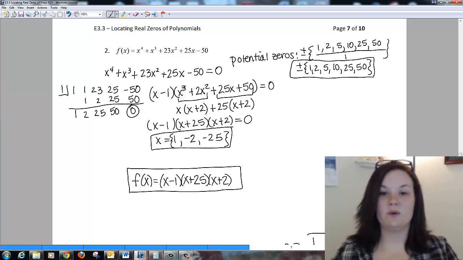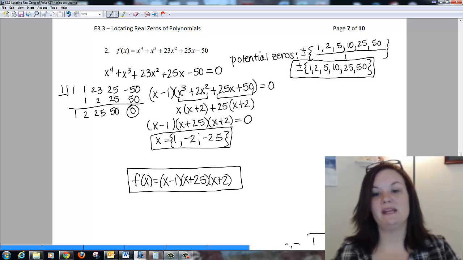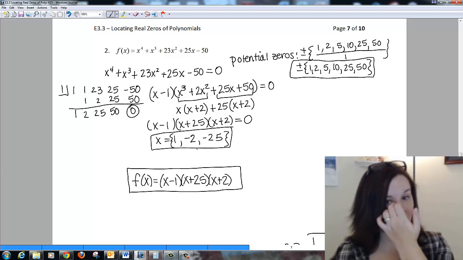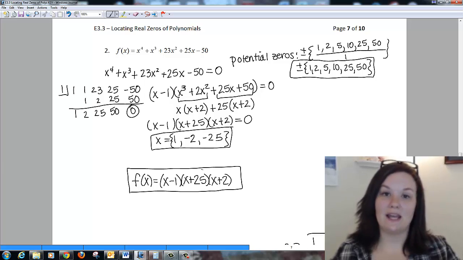So you're left with x cubed plus 2x squared plus 25x plus 50. And then you do grouping, which gives you the remaining factors of x plus 25 and x plus 2. So I solve those two factors, which gives me a negative 25 and a negative 2. So that means my actual zeros are 1, negative 2, and negative 25.